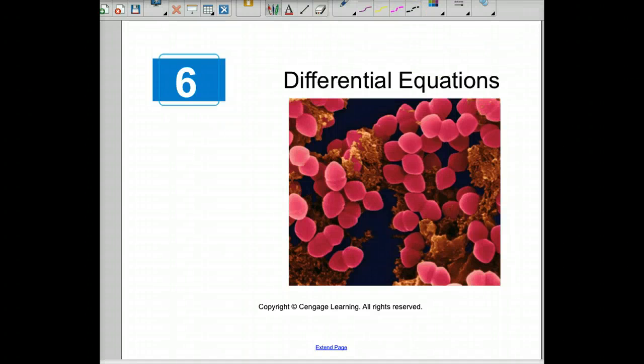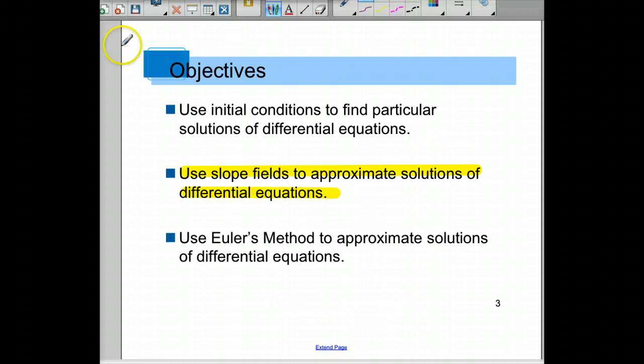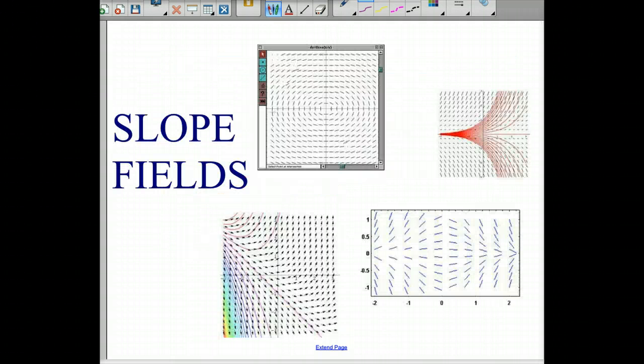Okay, Chapter 6. Section 6.1, Part 2, Slope Fields and Euler's Method. But we're not going to be talking about Euler's Method. Slope fields. We're going to use slope fields to approximate solutions of differential equations and expand that to a few other things for the AP test.